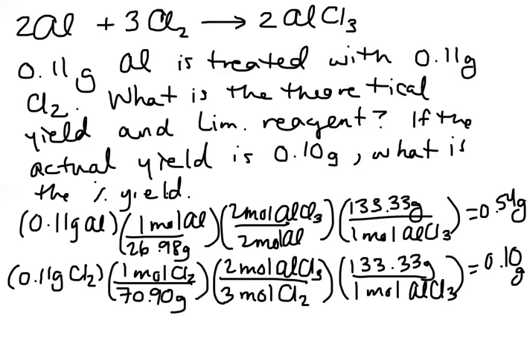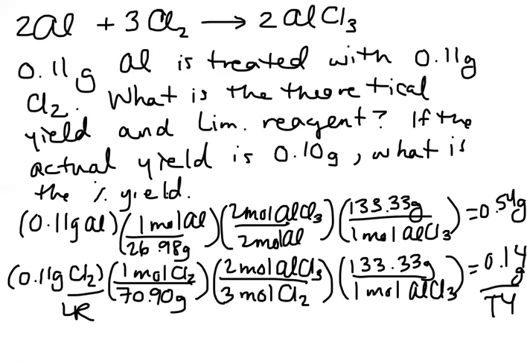What is our theoretical yield? Sorry, that's wrong. I wrote the wrong thing. What is our theoretical yield? 0.14. So that's our TY. What's our limiting reagent? Cl2, that's our LR. You must label those on your test so I know which is what.